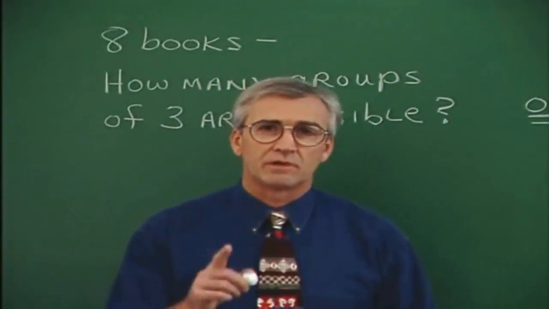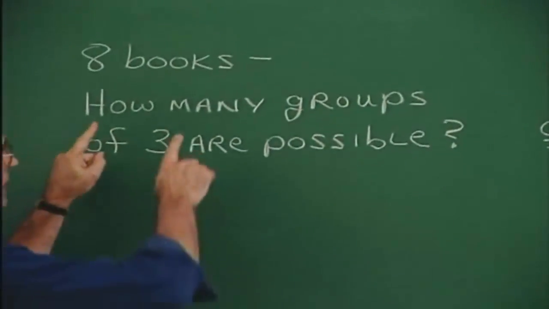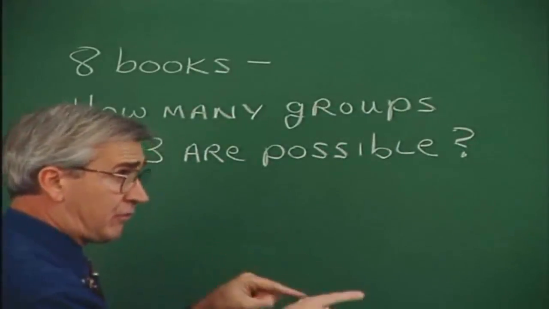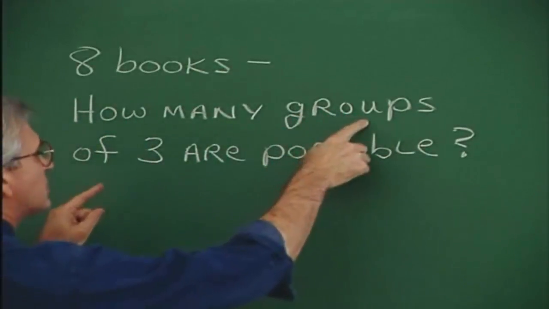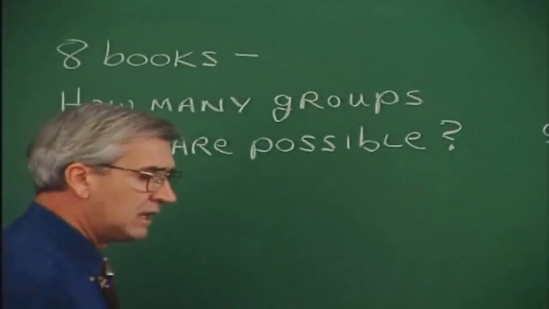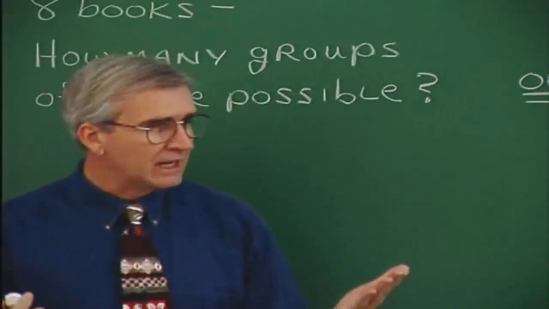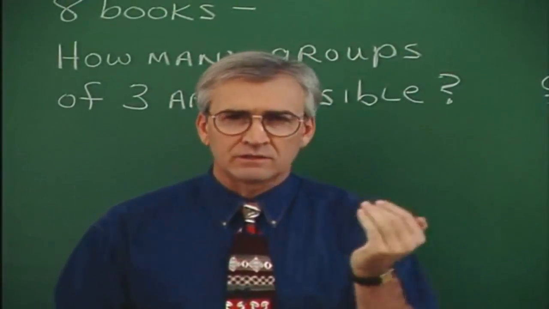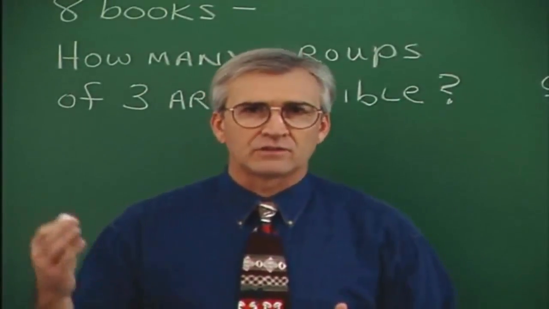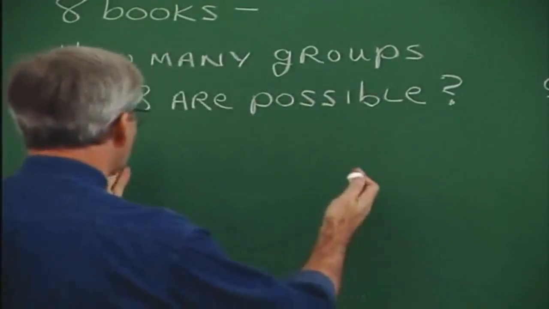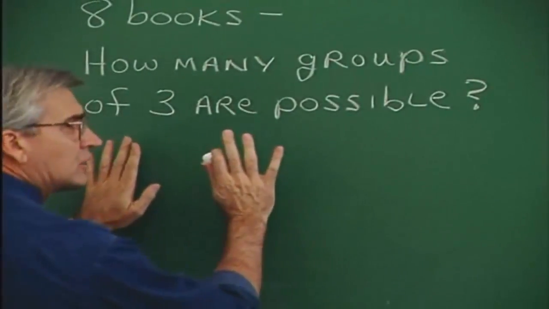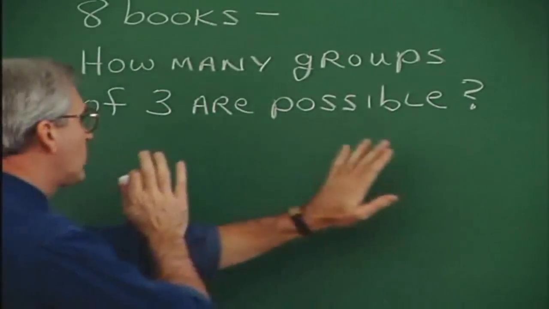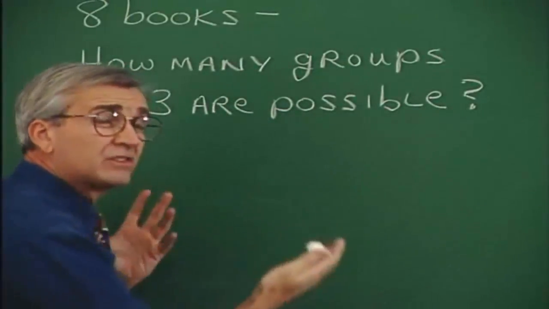Suppose we go back to the example of having 8 books, but this time how many groups of 3 are possible? Now, not how many arrangements of 3 out of the 8, but how many groups of 3 are possible. Now, if we're talking about 8 books, and consider 3 of the books. Think about Treasure Island, Swiss Family Robinson, and say Tom Sawyer. Now, if they're arranged like this, Treasure Island, Swiss Family Robinson, Tom Sawyer, if I put Tom Sawyer over here and Treasure Island over there, it's a different arrangement, but it's the same group.